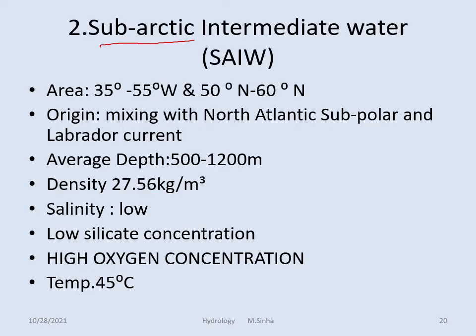The second one is the subarctic intermediate water. It's a mixture of Atlantic subpolar and the cold Labrador current. It is observed between 35 to 55 degrees west longitude and 50 degrees north to 60 degrees north latitude. Density on average is quite high, at 27.56 kg per cubic meter. Salinity is obviously low and temperature is comparatively high, at 45 degrees centigrade. It has low salinity and low silicate content, but the oxygen concentration is high, and it is observed at a depth of 500 to 1200 meters.